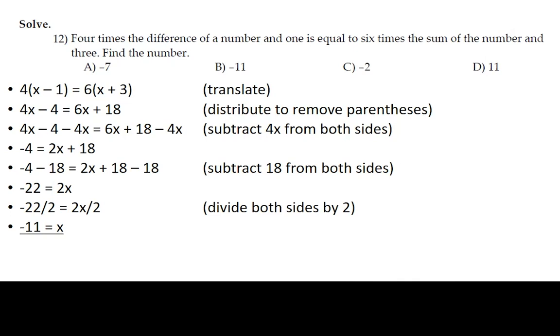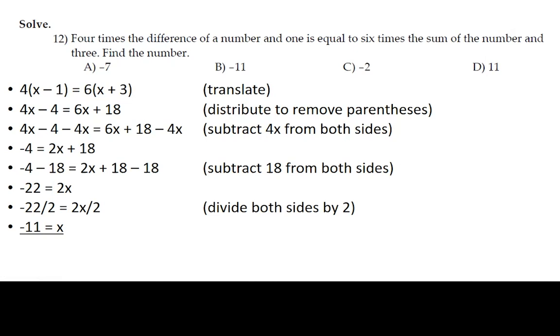Now we do what we've been doing. We want to get rid of the parentheses, so we distribute. On the left, 4 times x is 4x. 4 times negative 1 is negative 4. Equals on the right, 6 times x is 6x. 6 times positive 3 is positive 18. So we have 4x minus 4 equals 6x plus 18.